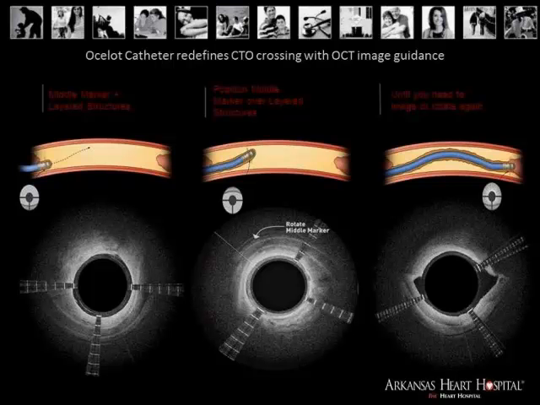So at this point, we would stop and we would rotate the catheter to position the middle marker over the layered structures, and then again advance the catheter. And this way, we are able to advance through the chronic total occlusion without leaving the luminal space and cross the entire chronic total occlusion.